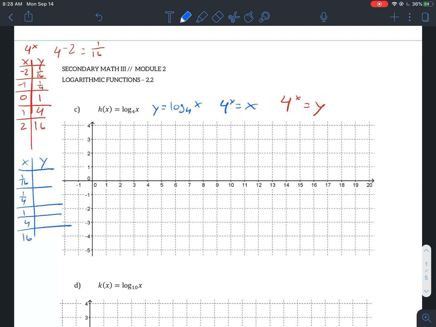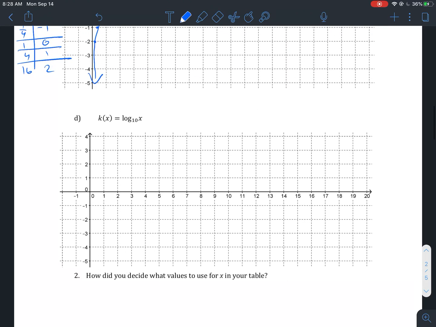So we get 1/16, 1/4, 1, 4, and 16 for x, and -2, -1, 0, 1, and 2 for y. Now we plot them. 1/16 and -2, 1/4 and -1, 1 and 0, 4 and 1, and 16 and 2. All right.